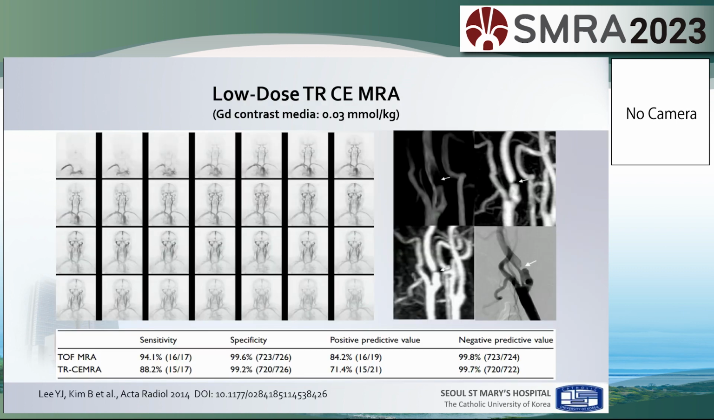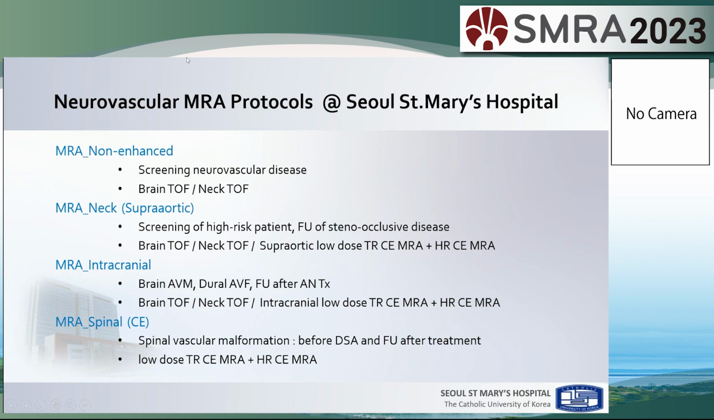For the time-resolved MRA angiography, you have experienced that low dose injection of the contrast media is quite acceptable to get reasonable image quality, down to just 30% of the injected contrast media in our protocol. So at the moment, our protocol to get a neurovascular MRI angiography in our hospital, the non-enhanced MRI angiography, including TOF of the neck and brain, is mostly for the screening of the neurovascular disease.